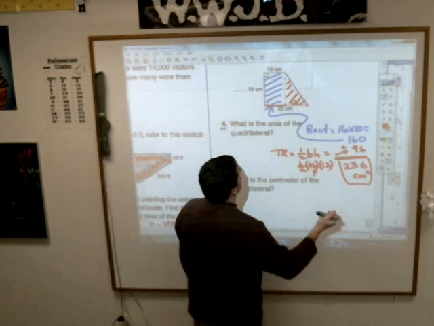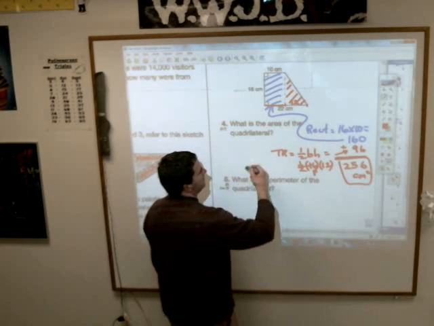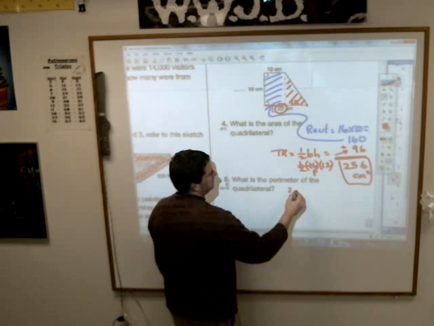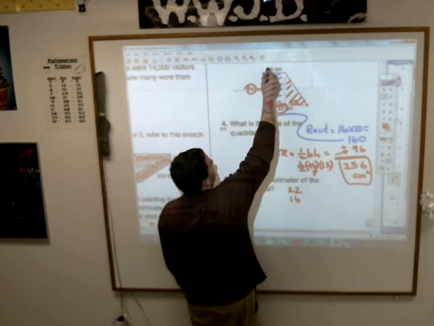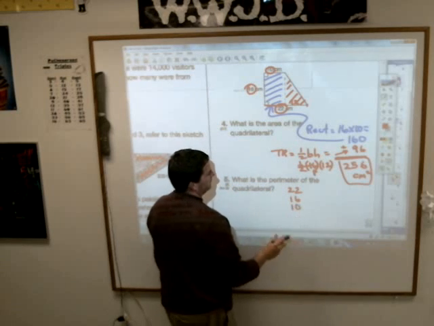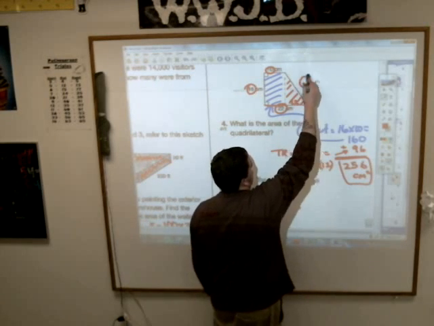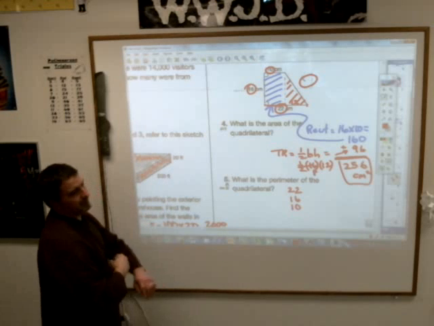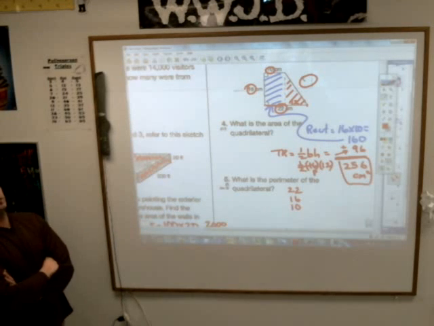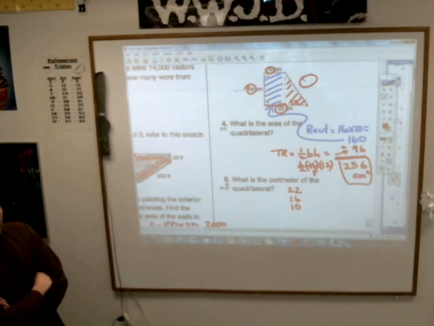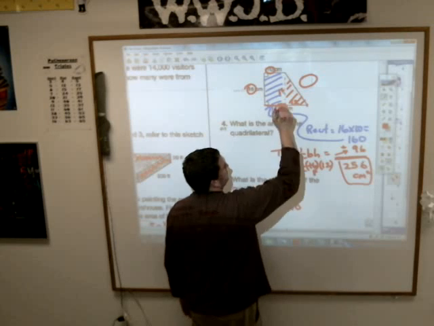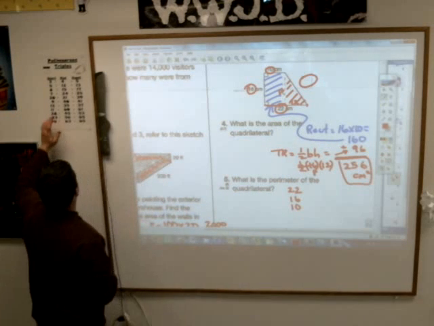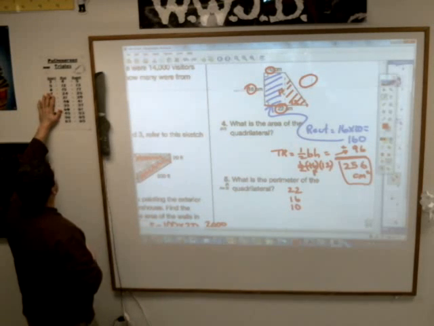For the perimeter, that's the distance around. You've got the 22, you've got the 16, you've got the 10, but then everyone starts to panic because I don't know what the hypotenuse of that triangle is. But I probably can figure it out. Why? Pythagorean theorem. I've got a 12-16 triangle, and I look over here. Oh no, there is no 12-16.